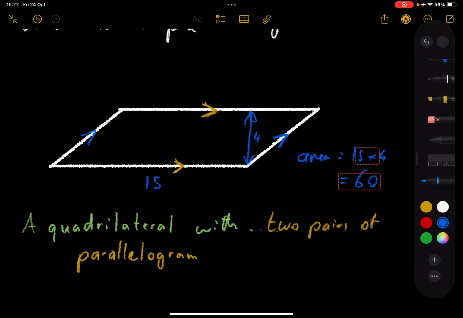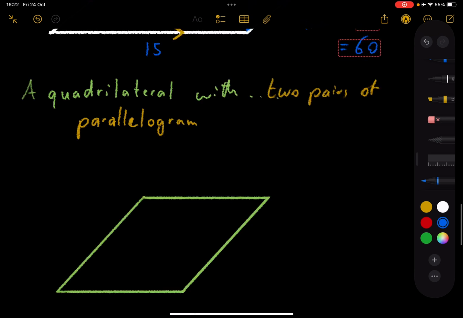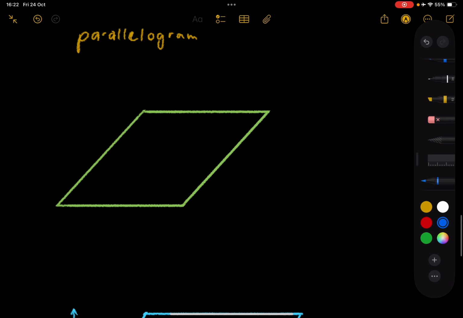60 square centimeters, 60 square meters, whatever the units you're given. Worked example on this one. So let's just say we've got our base is 15. Seem to like 15 today. Let's say this length is 17.